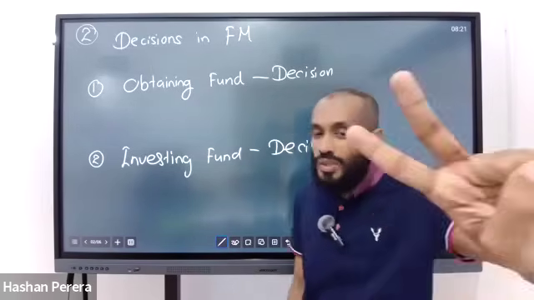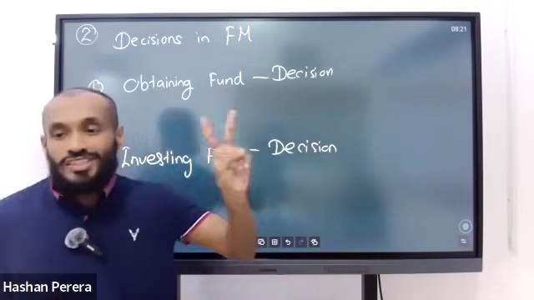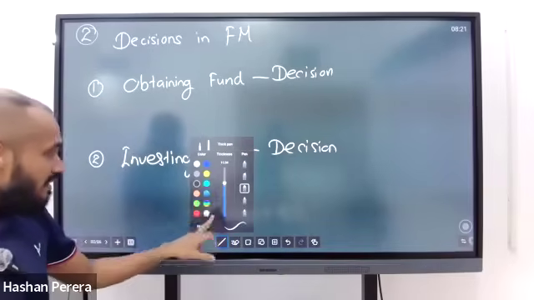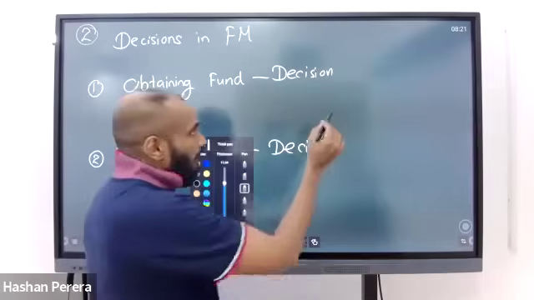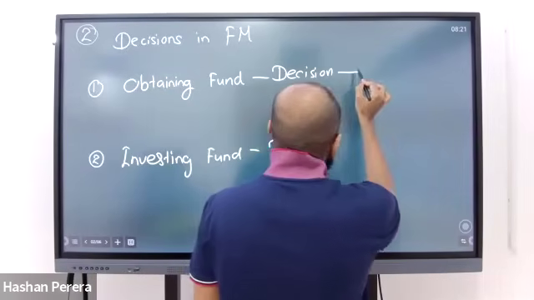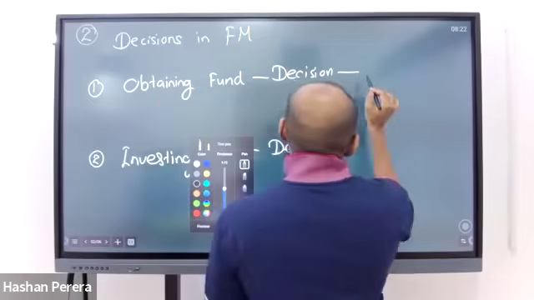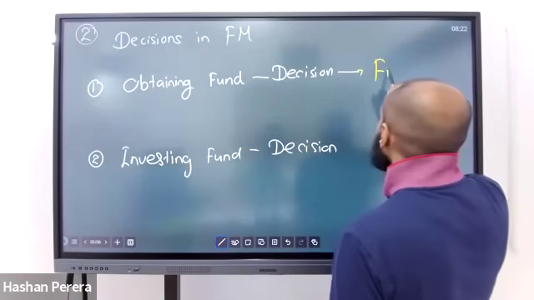Only two decisions. What are the two decisions? Decisions about obtaining funds and decisions about investing funds. Right. What is the word we give for decisions about obtaining funds? That is what you know as financing decisions.